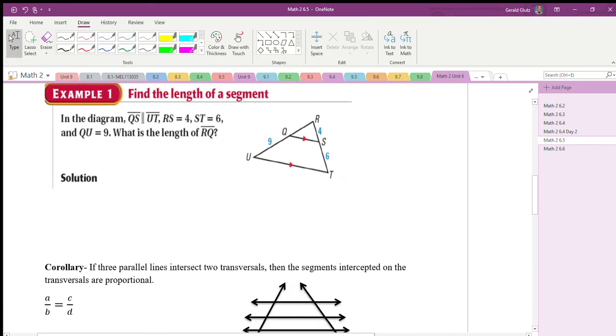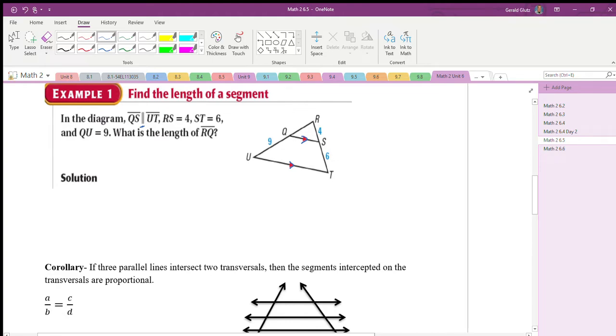So in example 1, in the diagram, QS and UT are parallel, so that's what that little symbol means. So these two lines are parallel. Again, we see the arrow, that means parallel. And then they give us some lengths of the sides here. So RS is 4, ST is 6, QU is 9. What is the length of RQ?